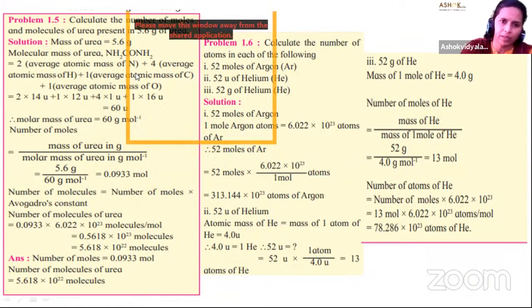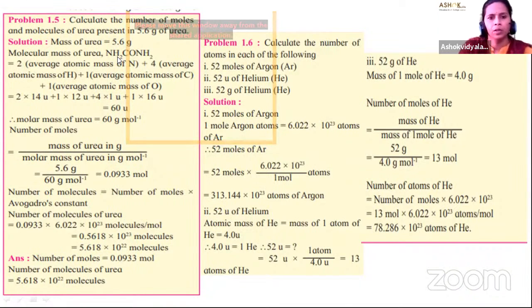The formula is again very easy: NH2, C double bond O, NH2. This CO means carbonyl carbon. So NH2 CO NH2. Now if you calculate together, how many nitrogens are there? This one nitrogen and this is another nitrogen, so 2 nitrogen. The number of hydrogens is 2 plus 2, 4 hydrogen, 1 carbon and 1 oxygen. So simply we have to calculate the molecular mass.